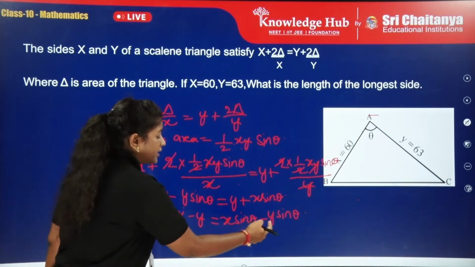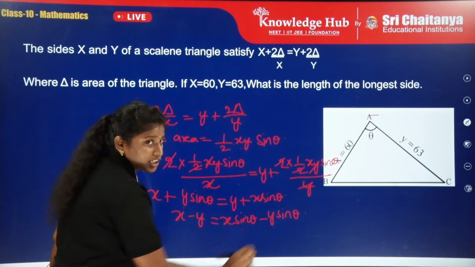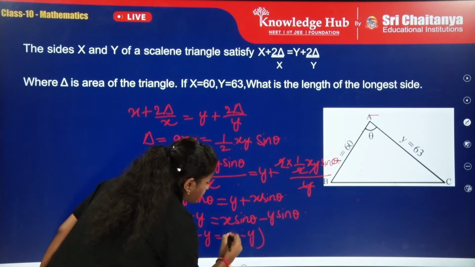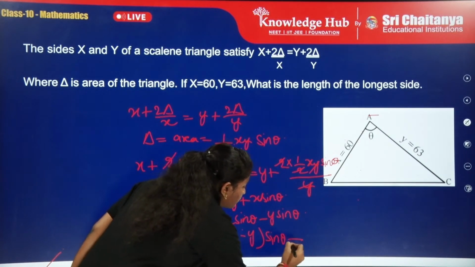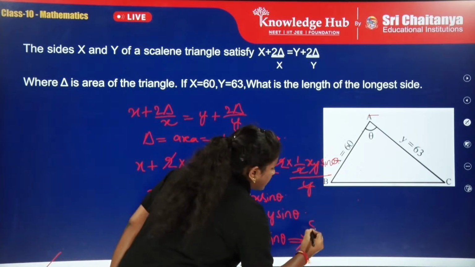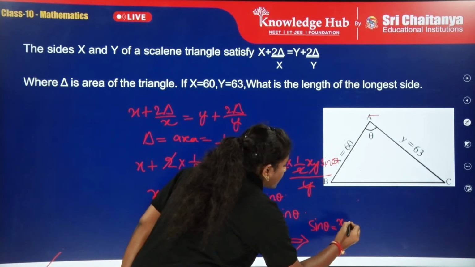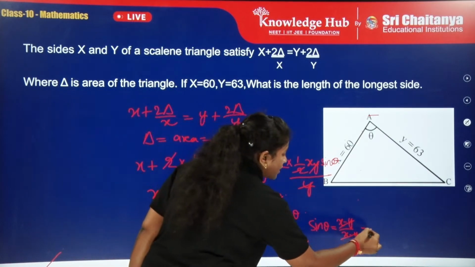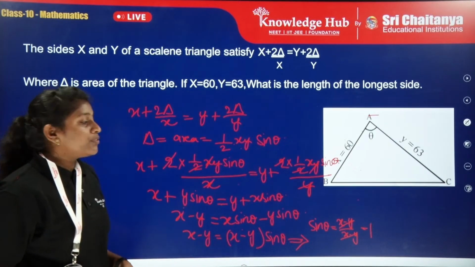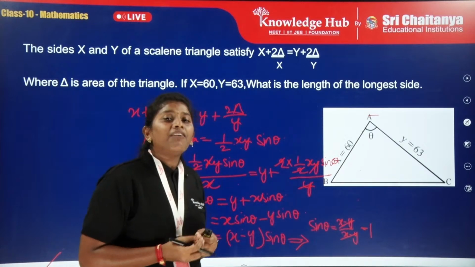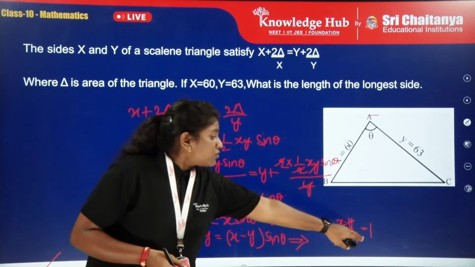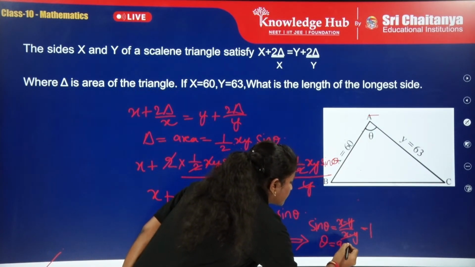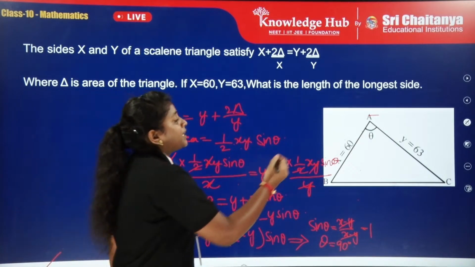Now from x sine theta and minus y sine theta, you can take sine theta common. So here you got x minus y equals x minus y into sine theta. On further simplification, we will get sine theta equals x minus y by x minus y. Now x minus y will get cancelled and you will get the value 1. In the trigonometric values where sine value is 1, we have sine 90 equals 1. So in place of 1, I can write sine 90. So from there we got theta equals 90 degrees. Now I got my theta equals 90.